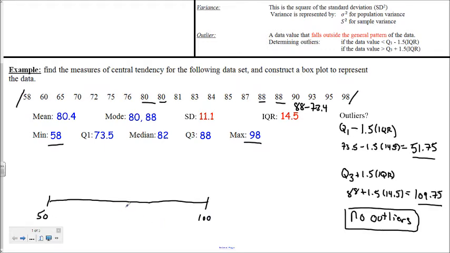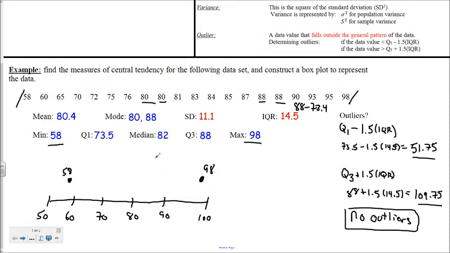And I'm going to break up that scale into even marks. So I'll go 60, 70, 80, 90, and 100. Now I'm going to graphically represent my data. To do that, I'm going to first plot my minimum, which is 58, and I'm going to do that over this number line, which would be here at 58. I'm also going to plot my maximum, which would be 98, which would be approximately here on my number line.